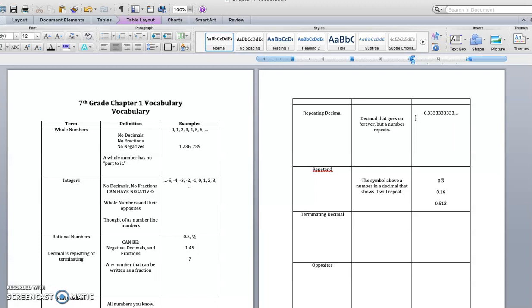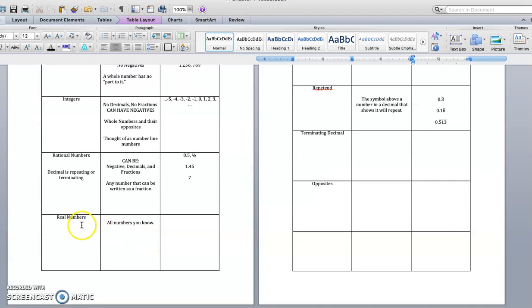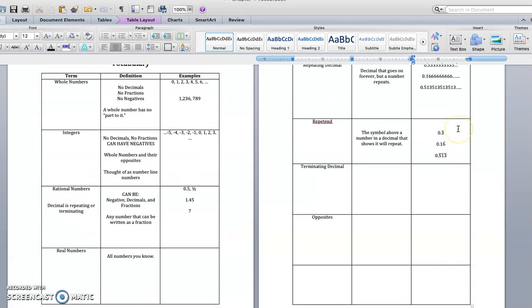Okay, another example could be 0.166666, so on and so forth. Now, this one's a little different because we have that number 1 that does not repeat, but then the 6's after it does. So again, it goes on forever and a number repeats itself. We could also have 0.513, 513, 513, 513. It does not have to be a single digit that repeats, just a number. So in this case, it's 513 that repeats itself over and over again. So any number that's repeating like this can be written as a fraction and is considered a rational number.